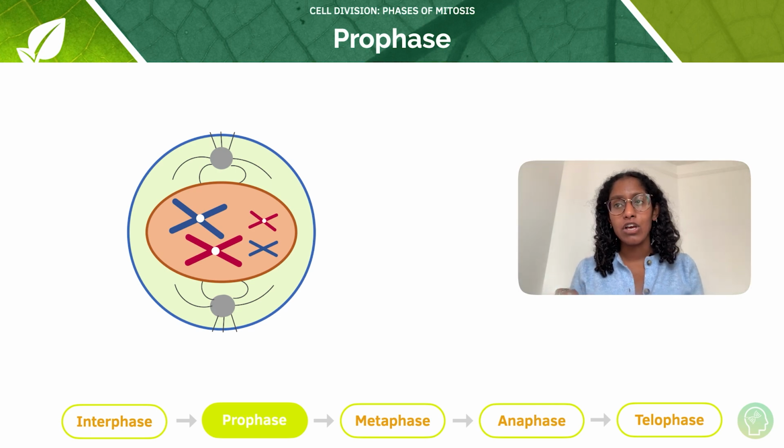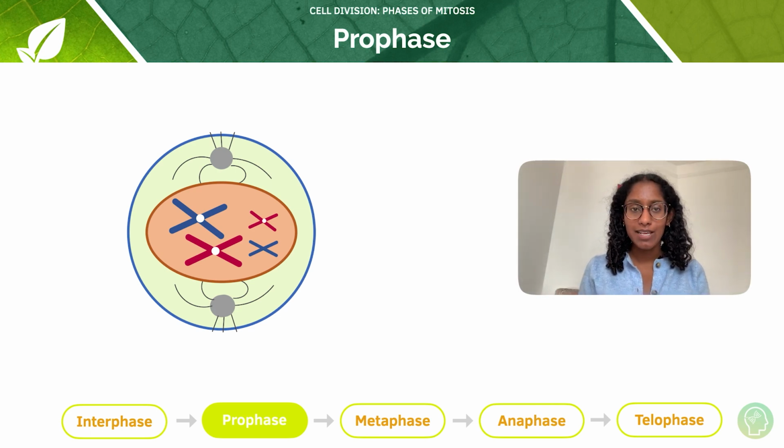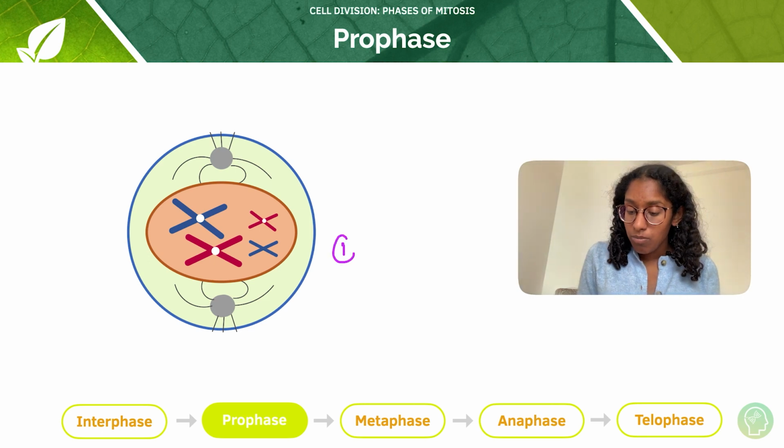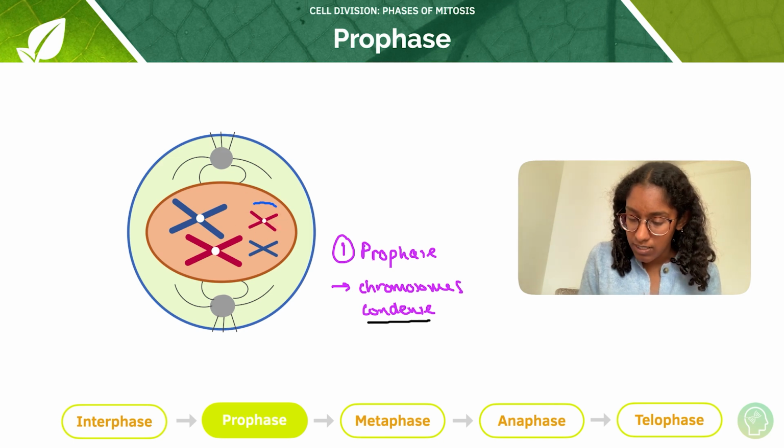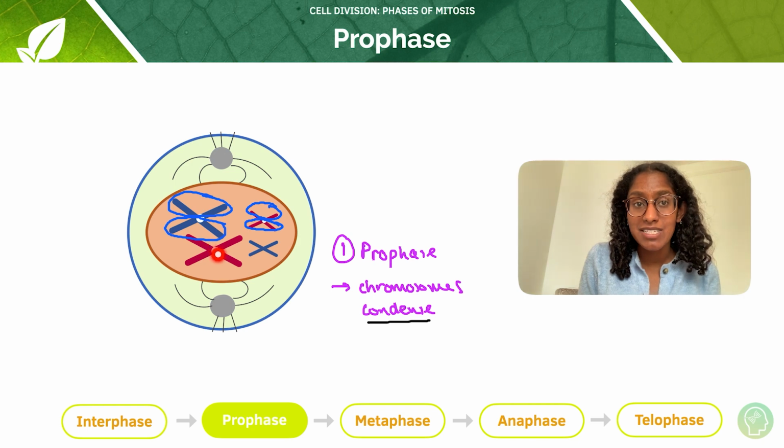So let's have a look at the stages of mitosis. So number 1 is prophase, which is where the chromosomes condense, which makes them shorter and thicker, making them visible as 2 sister chromatids. So remember, this is one sister chromatid, and this is the second sister chromatid. One sister chromatid, the second sister chromatid. And this white dot in the centre is our centromere.